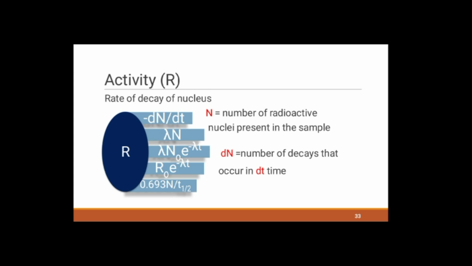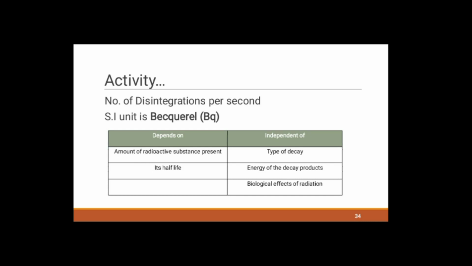That is what we see in the next equation, R equal to lambda N0 e raised to minus lambda t. And the next one is R equal to R0 e raised to minus lambda t, where R0 is the initial activity. And the next one is a relation involving T half, the half-life, and that is R equal to 0.693 N by T half. The activity can also be defined as the number of disintegrations per second, and its SI unit is becquerel, which is named after the discoverer of radioactivity.